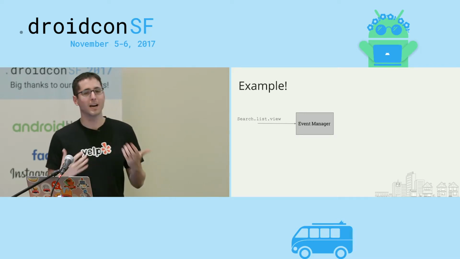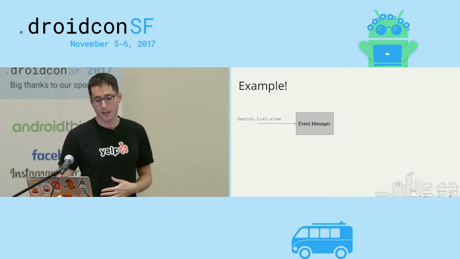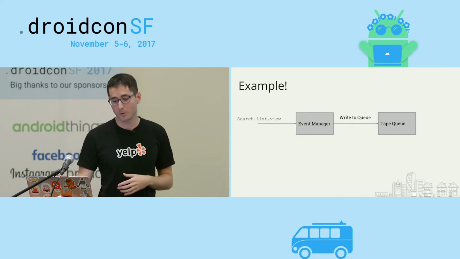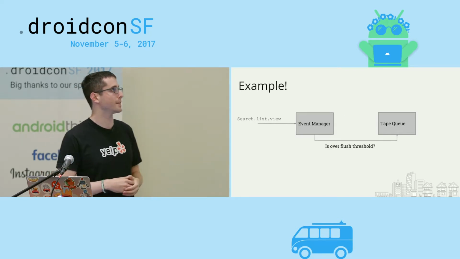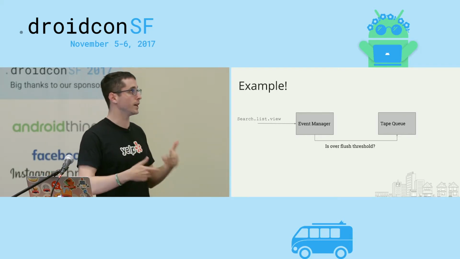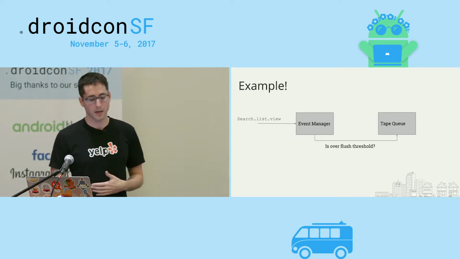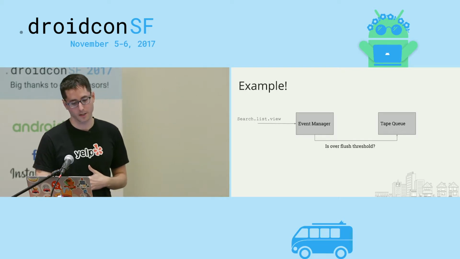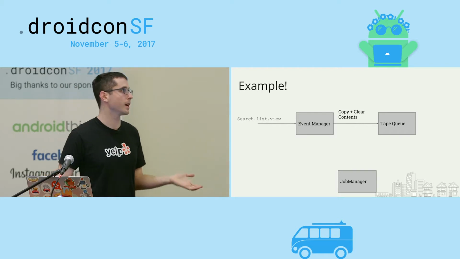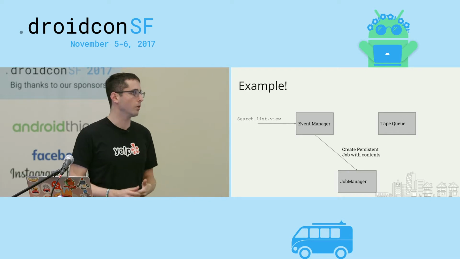So an example of how you might want to solve this problem, which is a simple approach and deals with some of these trade-offs pretty well, is when your event comes into your event manager, you take that and you write it to a tape queue. And then you check your tape queue and ask if it's over a flush threshold. If you're trying to channel your analytics, maybe your flush threshold is 1 because this is a high priority analytic queue. Maybe it's 20 or 30 because these aren't as high priority. If you are over that flush threshold, then you can copy the contents and create a persistent job, dispatching it with something like the Firebase Job Manager or Evernote's Job Manager.